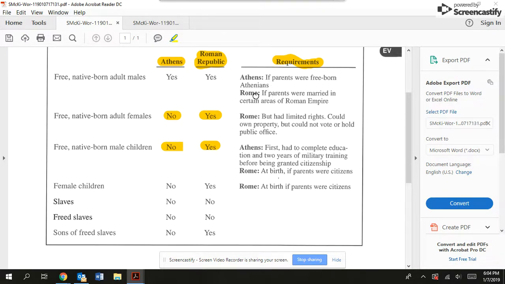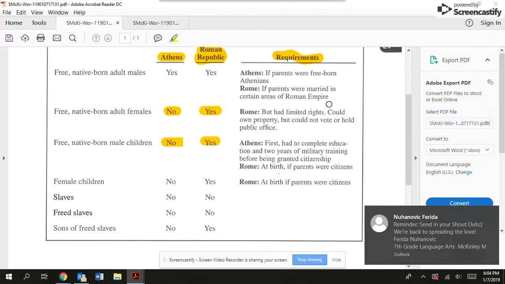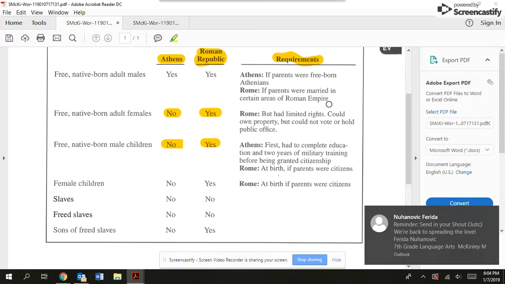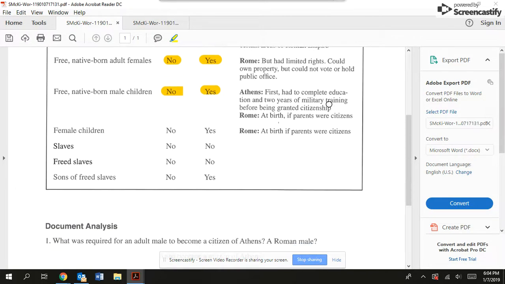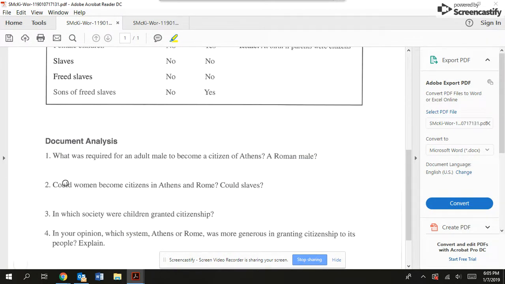In Rome, it would be anybody, basically, if your parents were married in the Roman Empire. So you had to be born, your parents had to have been married in the Roman Empire. That's the requirement.